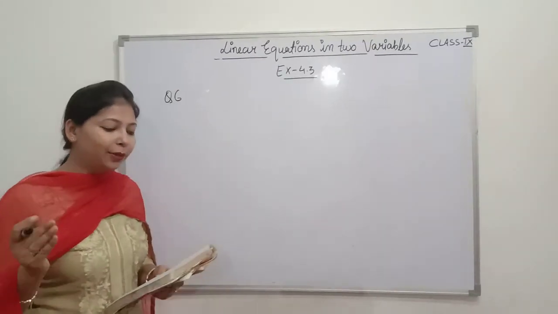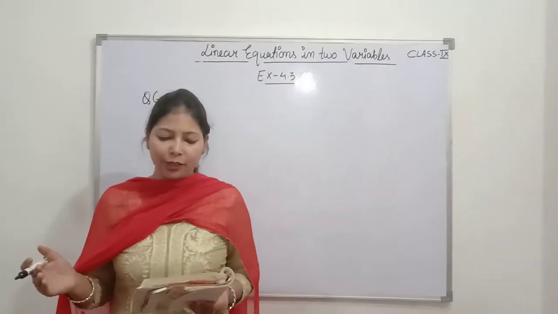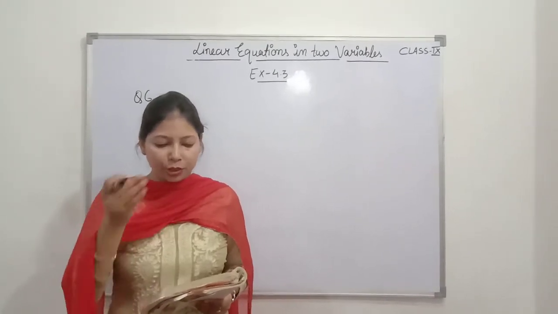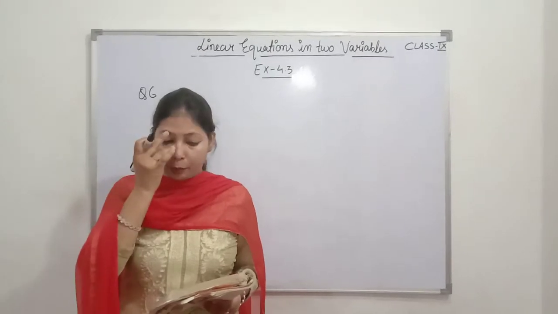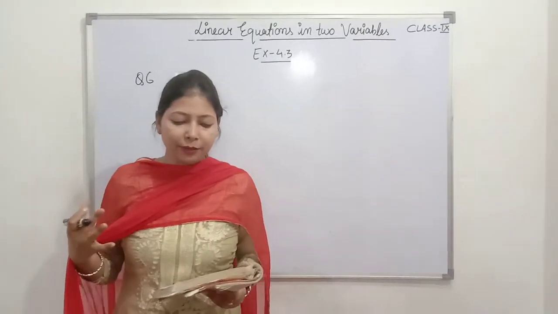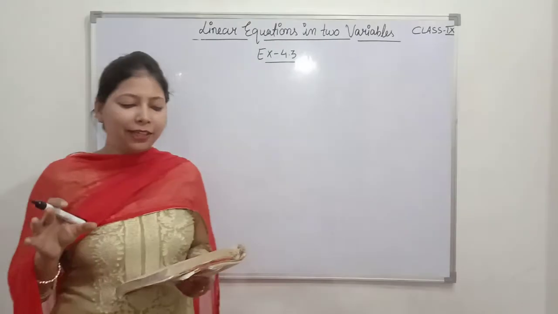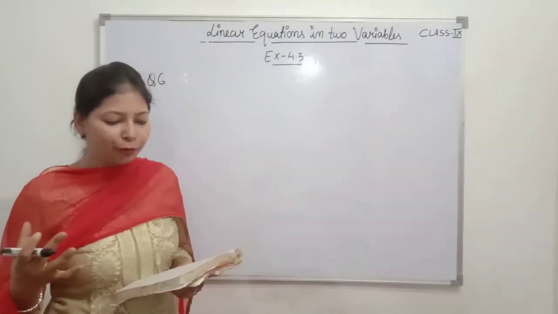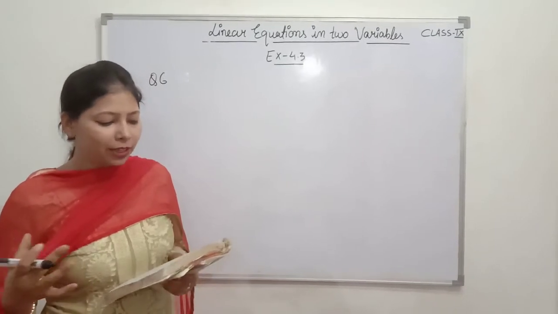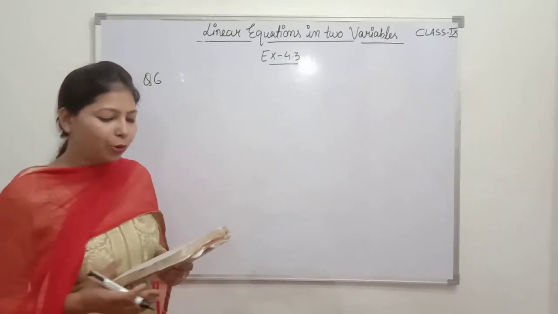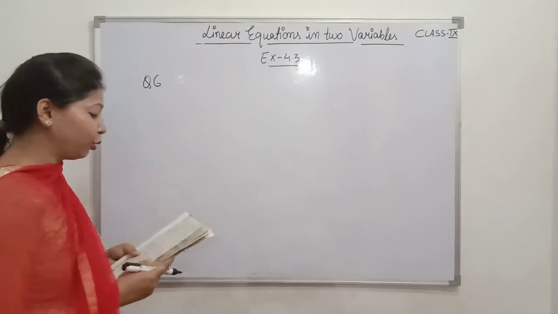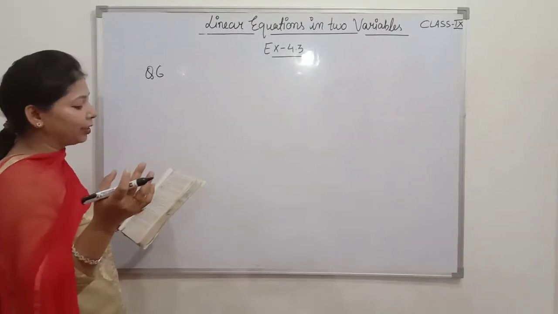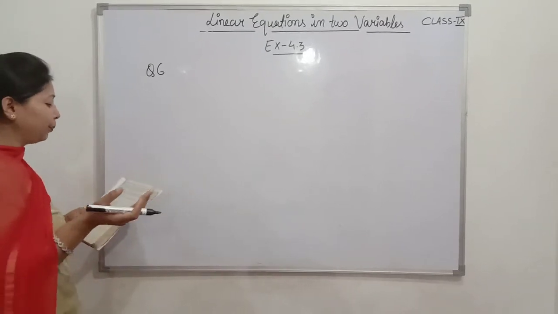Question number 6 is: if the work done by a body on application of constant force is directly proportional to the distance travelled by the body, express this in the form of an equation in two variables and draw the graph of the same by taking the constant force as 5 units. Also read from the graph the work done when the distance travelled by the body is 2 units and 0 units.